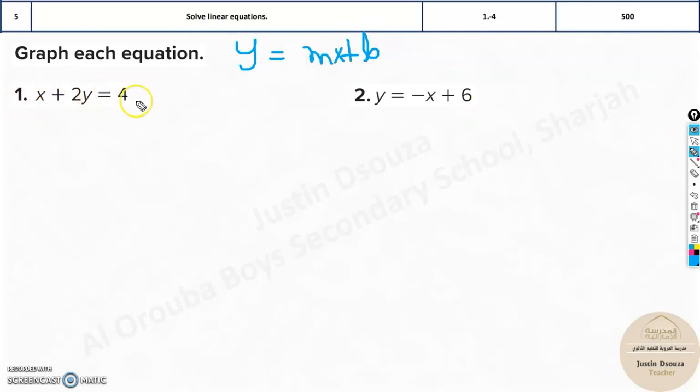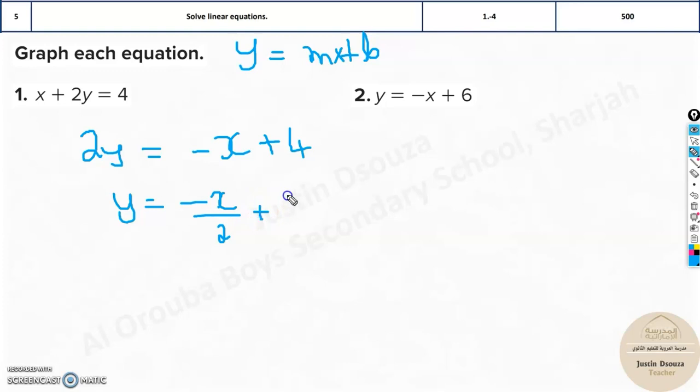Now let's rearrange this equation. In the last video, we saw how to rearrange in the last section. So 2y equals 4 minus x. Let's write mx, so x will be first. We're subtracting x on both the sides: minus x plus 4. Now divide both the sides by 2. You will get y equals minus x by 2 plus 4 by 2. You have to divide everywhere. So you're basically getting y equals negative half x plus 2.